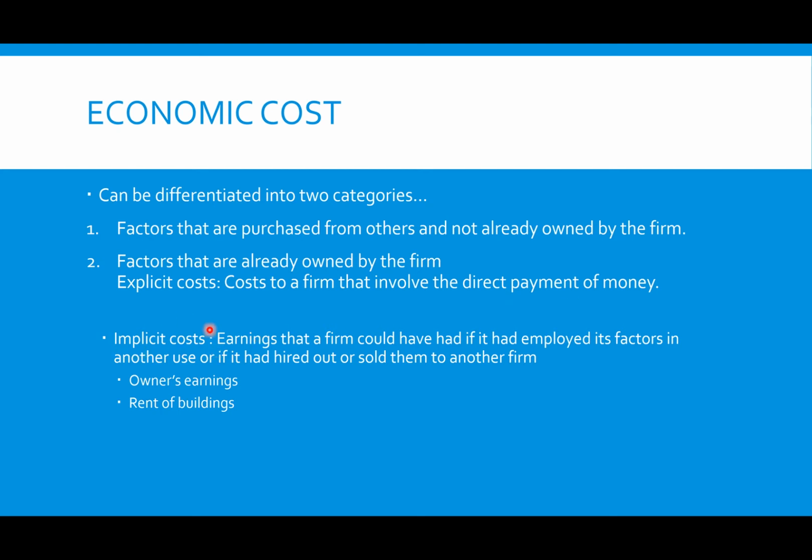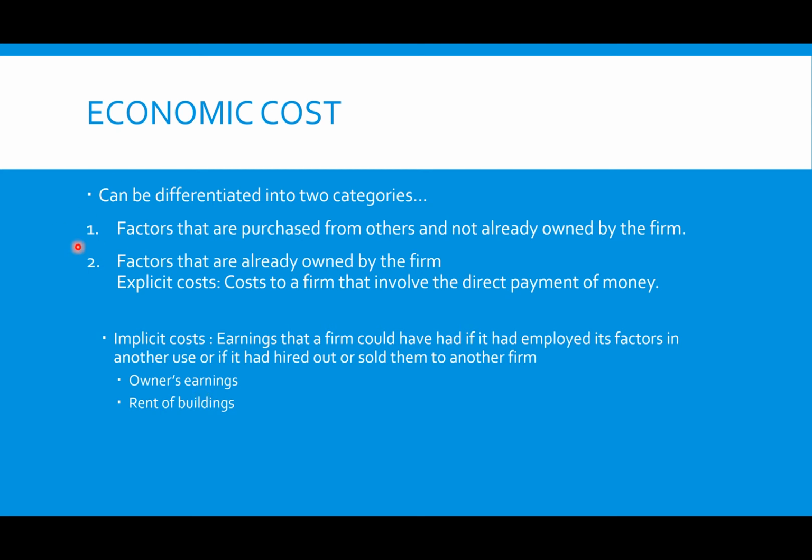Implicit costs, on the other hand, are earnings that a firm could have had if it had employed its factors in another use or if it had hired out or sold them to another firm. Examples can be owner's earnings. The opportunity cost for the owner's earnings might be to purchase new machines or hire a new worker. Opportunity cost for rent of buildings, again, the business could use the money in different ways.